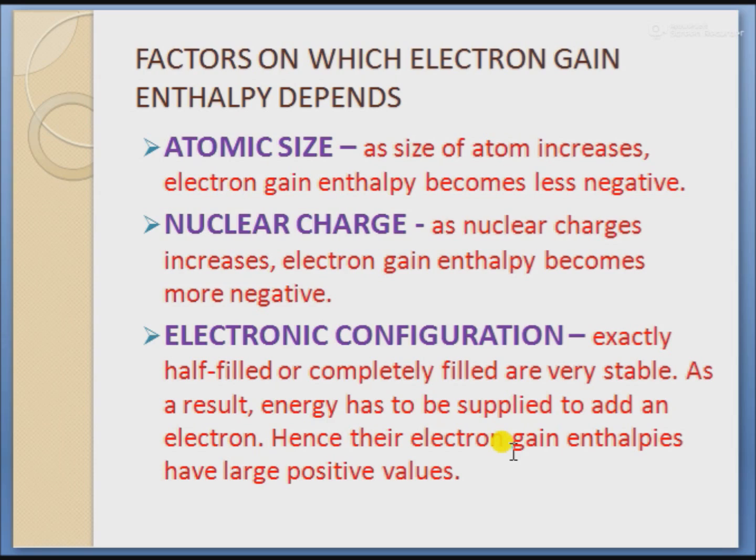For example, in the case of noble gases, they have completely filled orbitals, and hence to add an electron to the outermost shell or to the vacant orbital, some energy is required, and this energy becomes positive. Hence, the noble gases have electron gain enthalpies of large positive values.